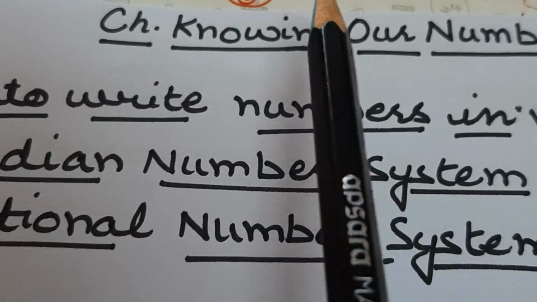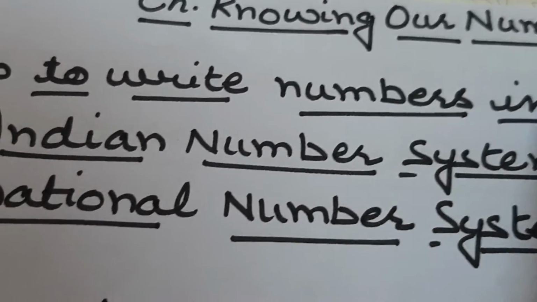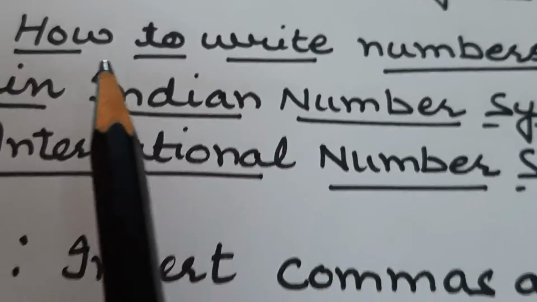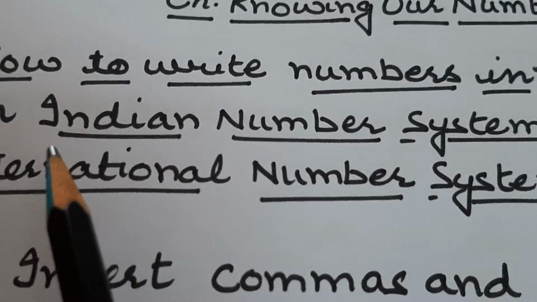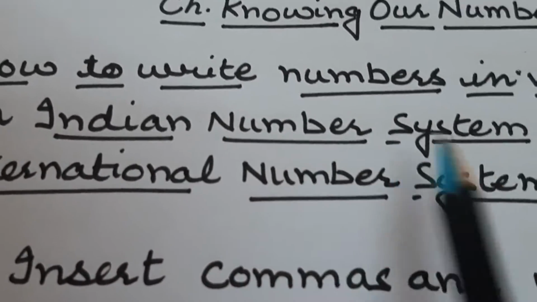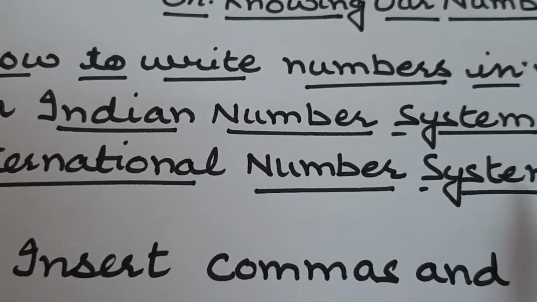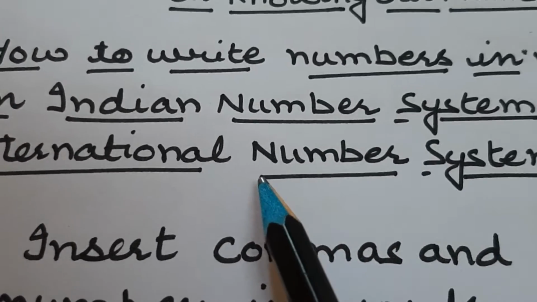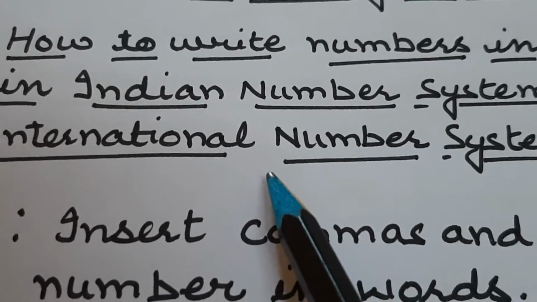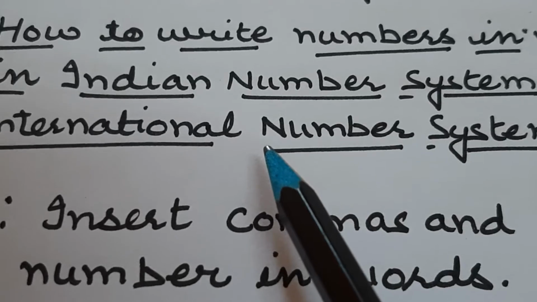So students, as you know, we are doing the chapter Knowing Our Numbers. Today we are going to learn how to write numbers in words in the Indian system and the international system. You have done this in grade 5 also. It is just repetition, and we have discussed this topic in Zoom class also.